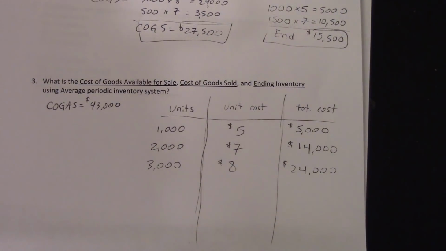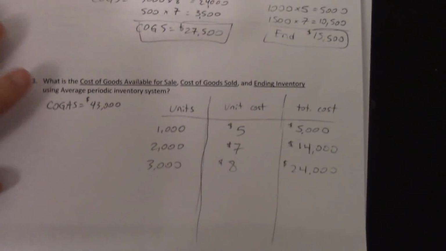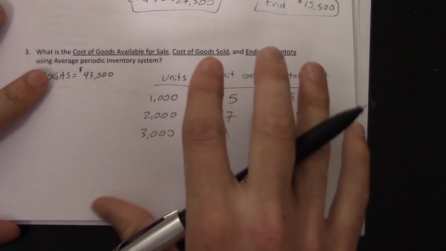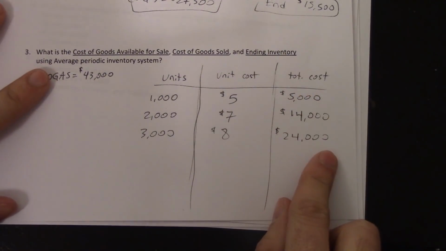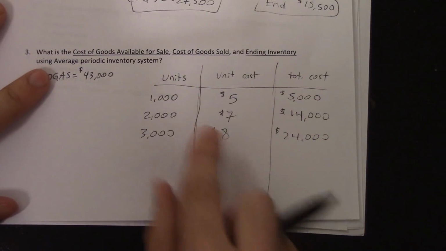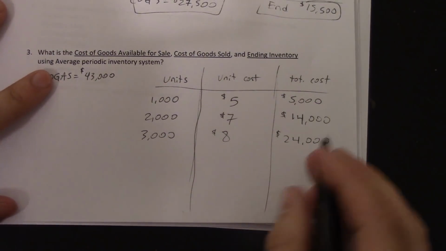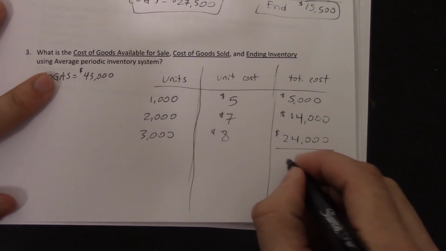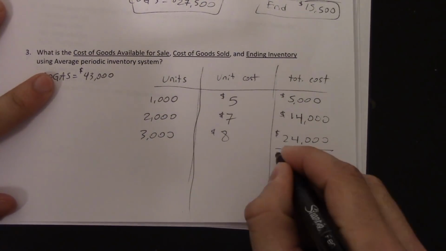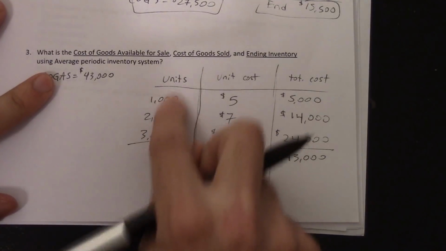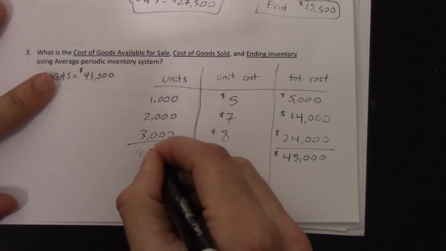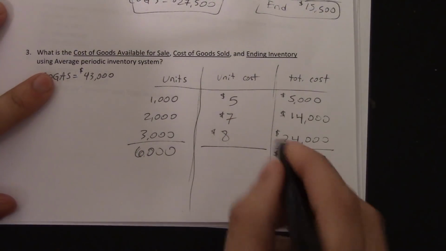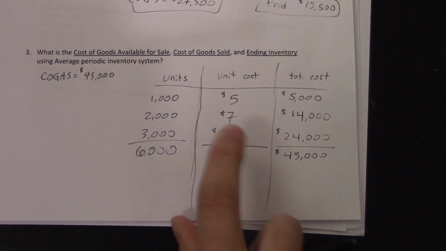Now that we have all of our purchases in our table, the next step is to figure out an average unit cost. And the way to do that is to total up our total cost, which is $43,000, and to total up our units, which is 6,000 units, and to find a unit cost.